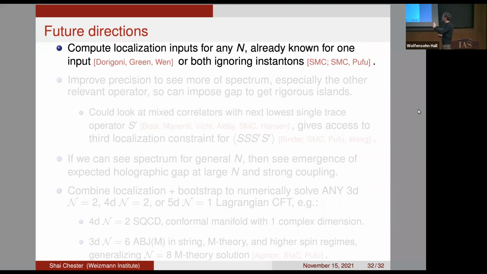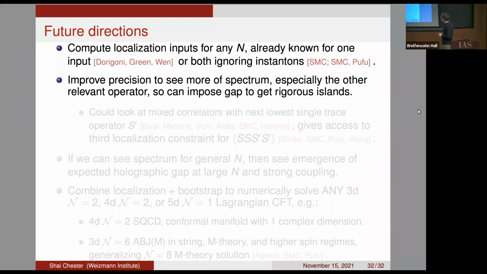has already been computed for the SU(N) theory for any value of N and tau in this nice paper by Michael Green et al. And if you were to ignore instantons, in fact, it's known for both inputs from these papers. But it would be nice to compute it for both inputs, because then we could very efficiently explore N=4 super Yang-Mills for any value of N, not just for SU(2) and SU(3).